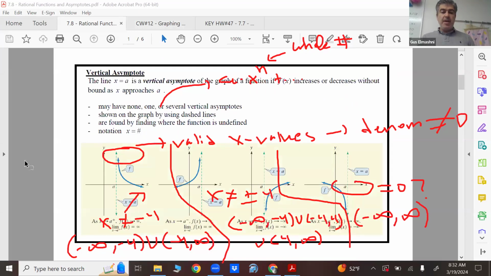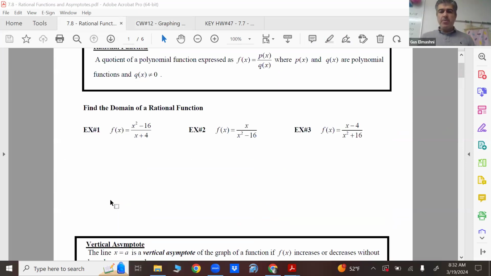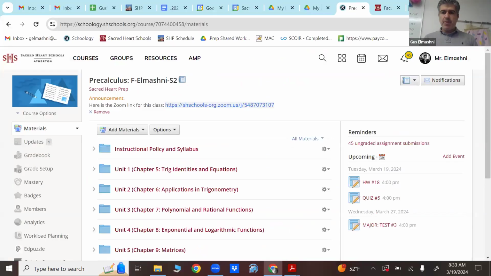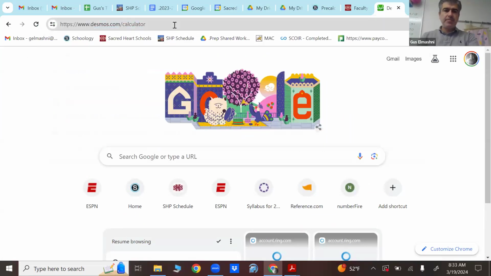Okay, vertical asymptotes. The quick and easy way is really whatever makes the bottom 0. So whatever makes the bottom 0 is the way you can think of it. However, it's a little deceptive. Like in the case of example 1, right? Let me actually graph example 1 for you guys so you can see what happens. X squared minus 16 over x plus 4. So let's go to Desmos.